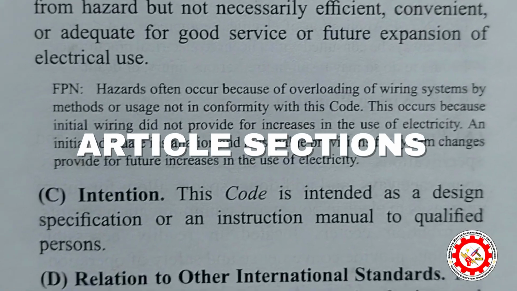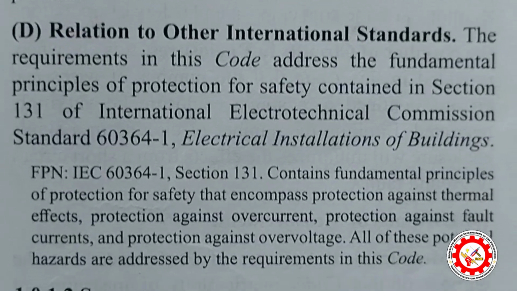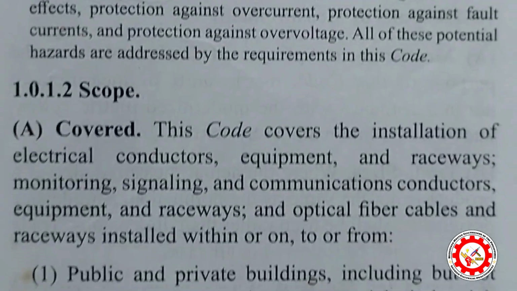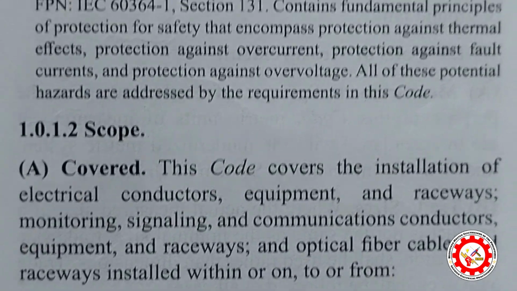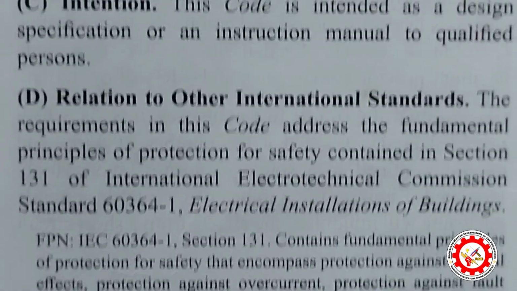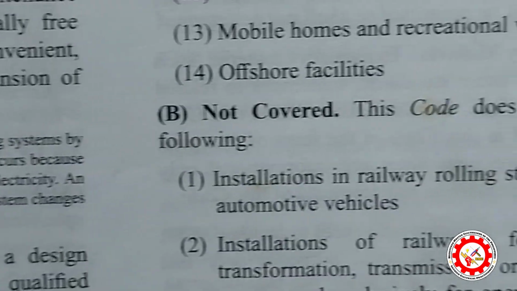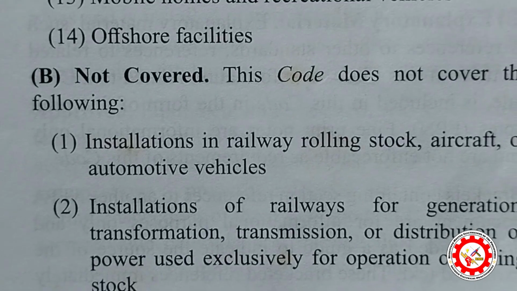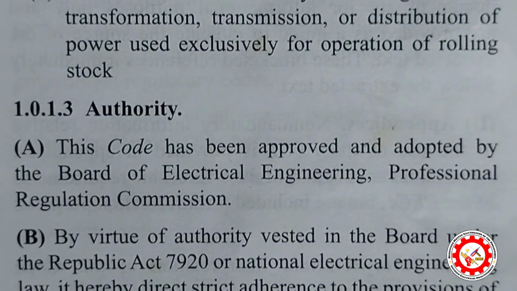Article sections. The code is organized into different sections, each of which covers a specific topic or aspect of electrical installations. The sections of the PEC are further divided into articles, which provide more detailed requirements and guidelines for specific types of installations or equipment.